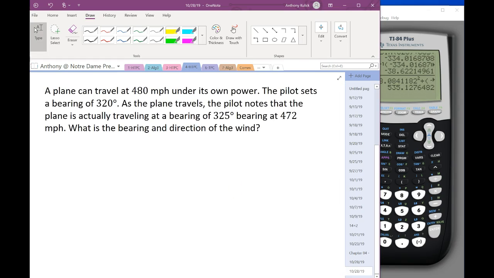Okay. This problem here is a little bit different, though. Let's read this situation. It says a plane can travel at 480 miles per hour under its own power. The pilot sets a bearing of 320 degrees. As the plane travels, the pilot notes that the plane is actually traveling at a bearing of 325 degrees and a speed of 472 miles per hour. And we're asked, what is this bearing and direction? It's still the same question. Or what is the speed and bearing of the wind?